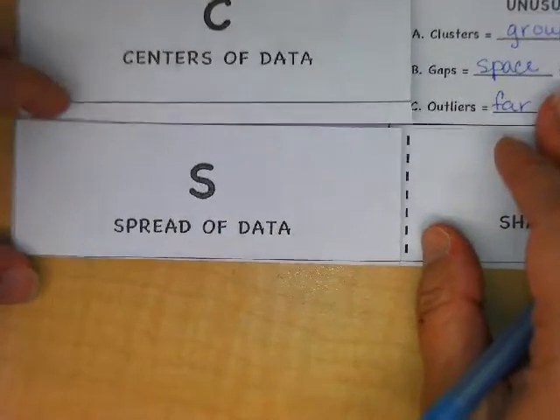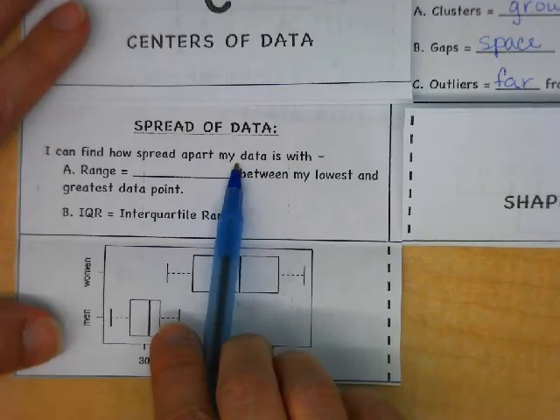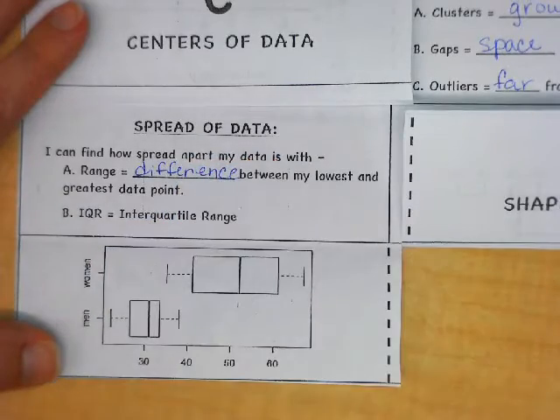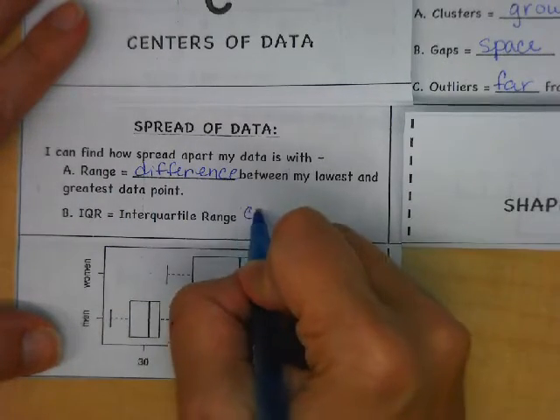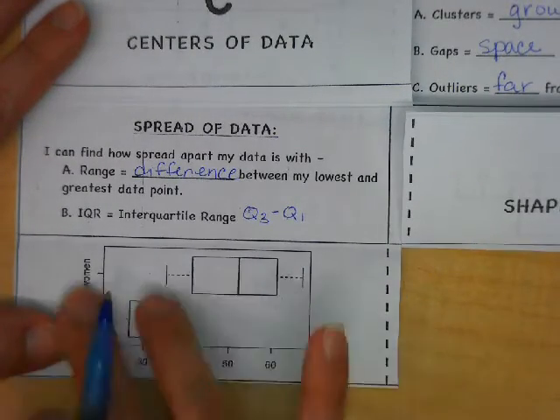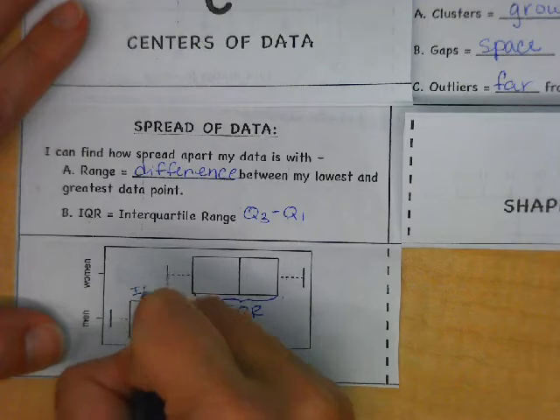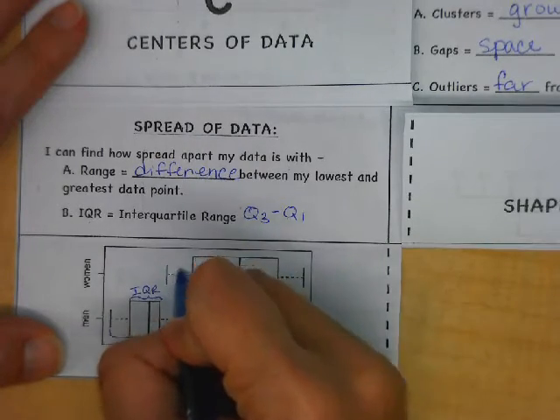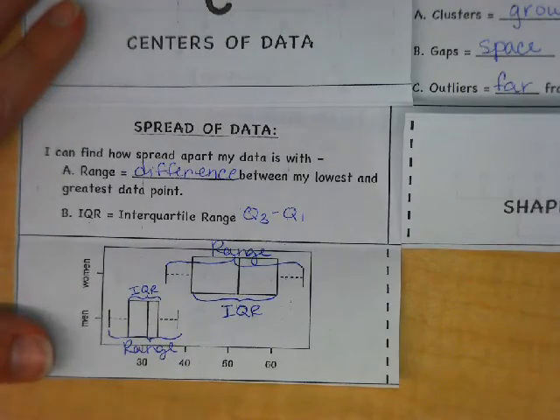The spread of the data, we've talked about this often. I can find the spread apart of my data with the range. And remember, that is the difference, meaning we subtract between the lowest and the highest data point. And we also said the other measure of spread was that IQR. And remember, that is your quartile 3 minus your quartile 1, or your upper quartile minus your lower quartile. So you can see here on this example, the IQR is the range of your box on these two. And then from the low to the high is the actual range. I'll write it up here. And remember, your IQR is always going to be smaller than your range.